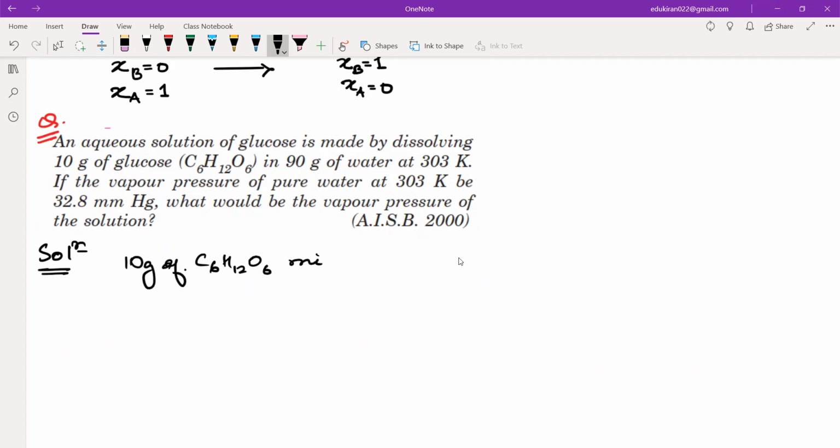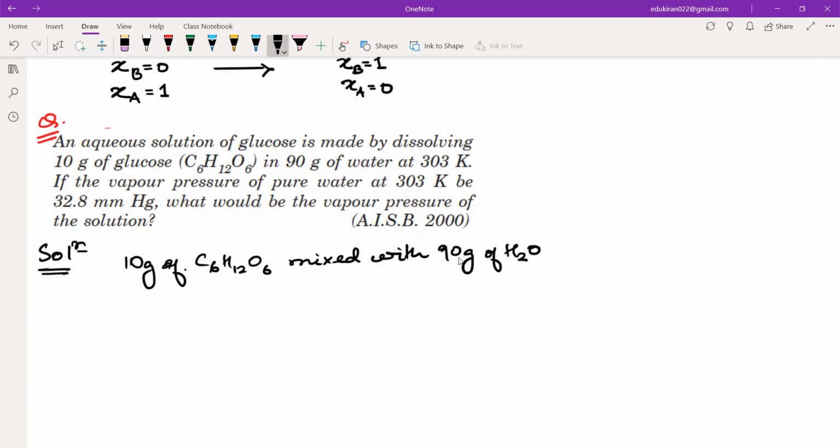C6H12O6 mixed with 90 gram of H2O. Okay. So this is what? This is my chi B, right? This is my chi B. That is the solute here. This is the solvent here.